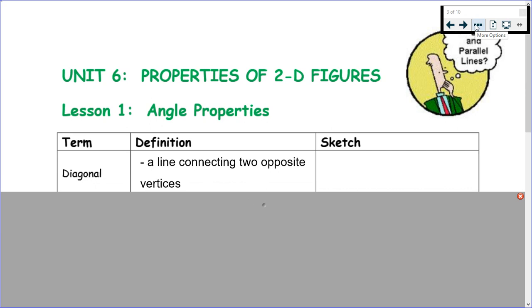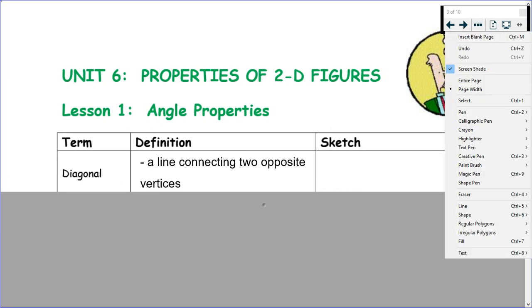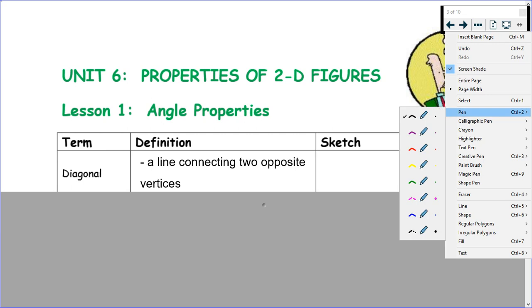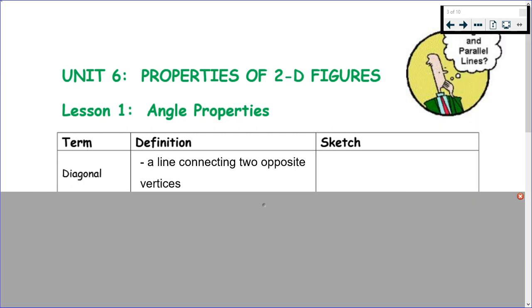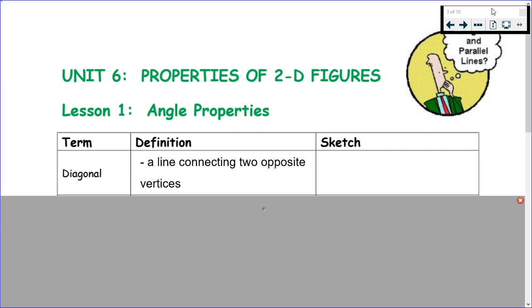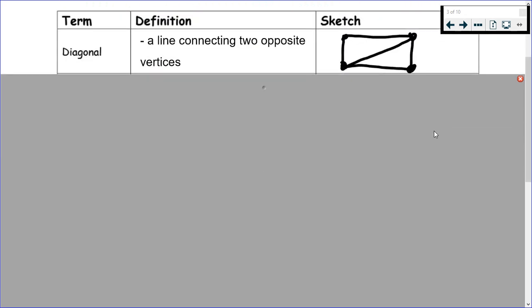The first thing we want to describe is diagonal. What does it mean for something to be a diagonal? A diagonal occurs when we have a line connecting two opposite vertices. Vertices is the plural of the word vertex, and vertex just means a corner. It's a place where two lines meet. So if we have a shape like this, each corner is a vertex. And if we connect two opposite vertices, we have formed a diagonal.